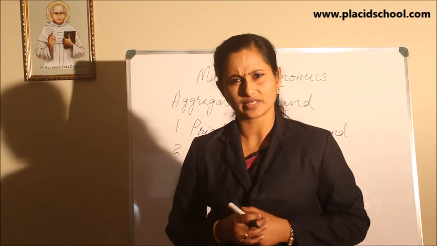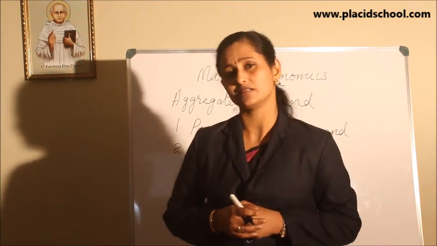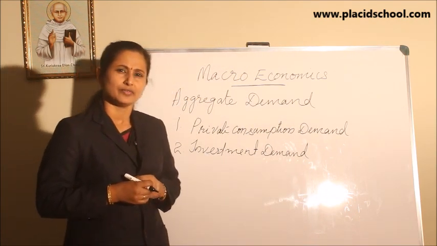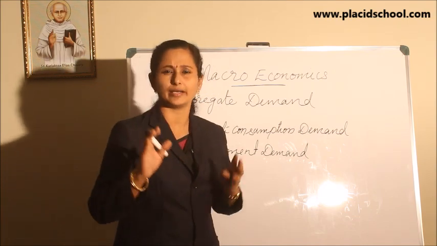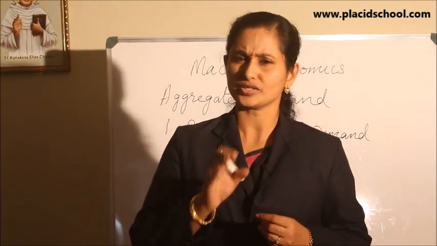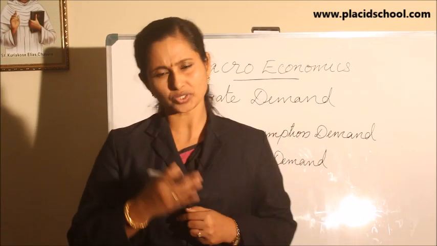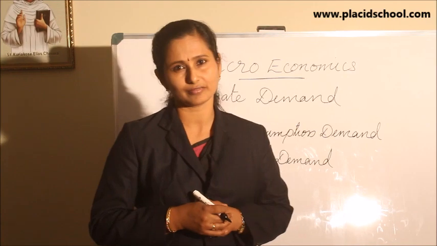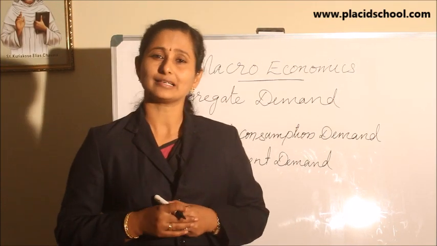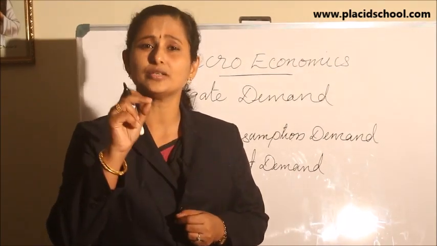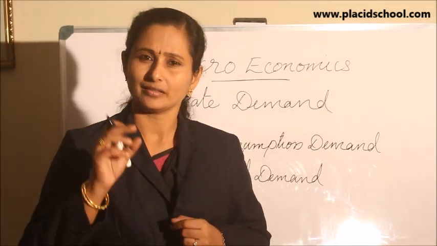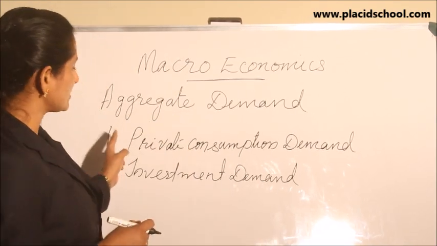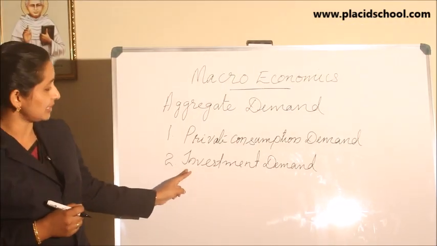There are two types of investment: autonomous investment and induced investment. Autonomous investment is not influenced by profit motive and it does not have any relation with income. Usually, this investment is made by the government for ensuring the welfare of the nation. The second one is induced investment. It is induced by profit. Mainly, this investment is made by the private individuals. So, the second component of aggregate demand is investment demand.